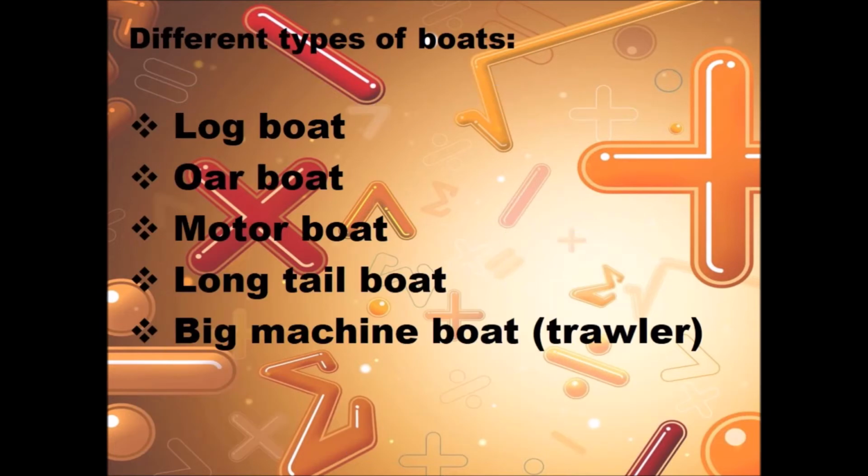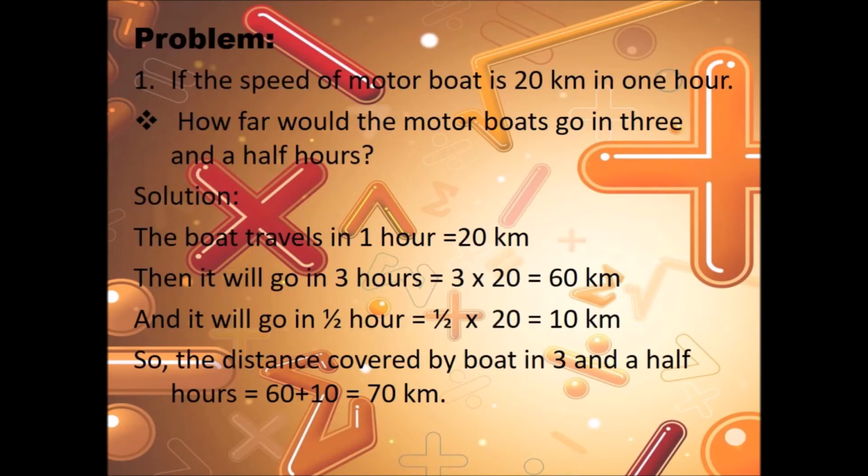Next, we are going to see about different types of boats. What are the different types of boats? Log boat, oar boat, motor boat, long tail boat, big machine boat. What is the other name for big machine boat? Yes, trawler.